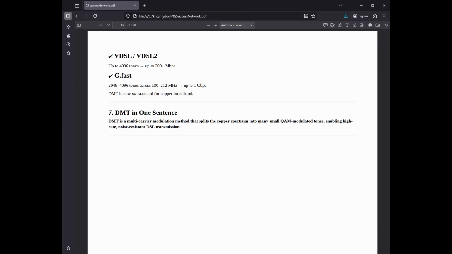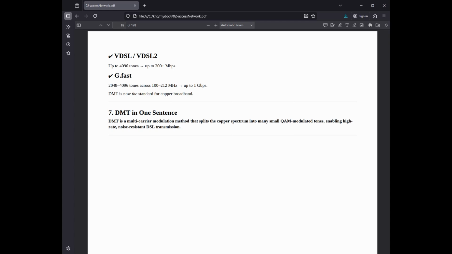4. G.hn, Next Generation Home Networking. G.hn is a unified standard for home networking that can run over any wire: power lines, coaxial cable, or phone lines. It relies heavily on DMT to ensure that data can pass through different types of medium while maintaining high speeds and stability. 5. Specialized industrial applications.